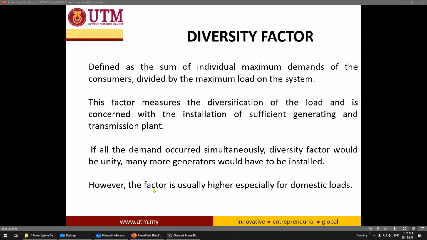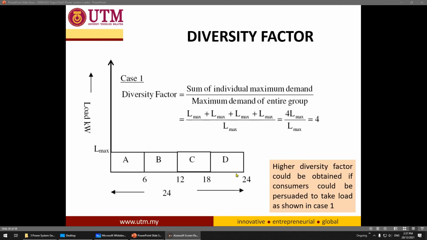However, the factor is usually higher, especially for domestic load. This factor for domestic load is much higher. And you need to know that if all demands occur simultaneously, the diversity factor will be unity. So how do we calculate it?